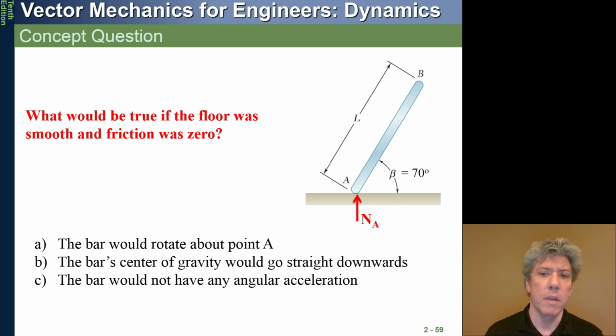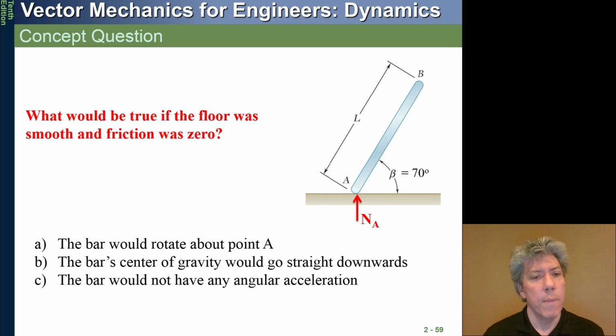That makes sense. But what's going to keep the bar from sliding along the ground? The only thing that could keep it from sliding so that it rotates about A is if there was friction. But there is no friction, so A doesn't make sense. B, the bar's center of gravity would go straight down. That's one possibility. That would make sense because A would just slide sideways and the center would go straight down.